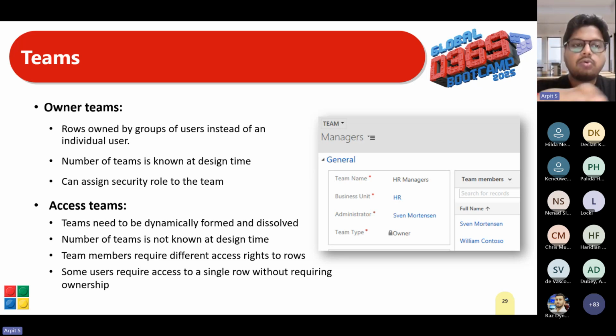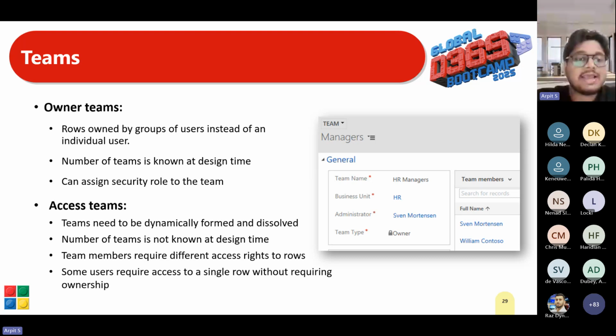So you need to have the teams available at design time so that you can assign those teams, or create those teams and assign them to a particular Dataverse record. Since you can assign a particular record to a team, you have to provide the security roles as well. So these are the specific features: the owner team can own the record and they can have a security role assigned to them.